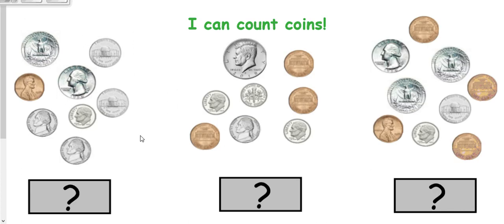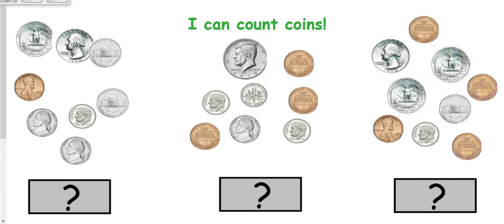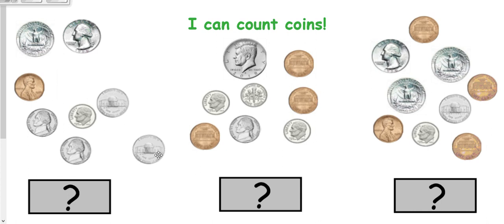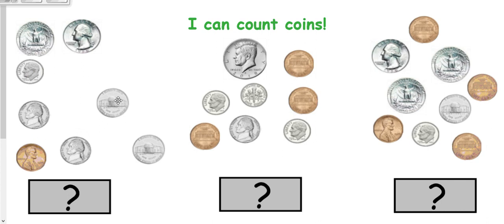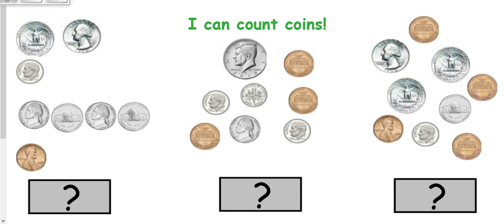Now let's practice counting some groups of coins together. When I see a group of coins, I find it easier to first sort my coins. It makes it easier for me and makes it a little bit more organized when I'm counting. So I'm going to sort my coins first.